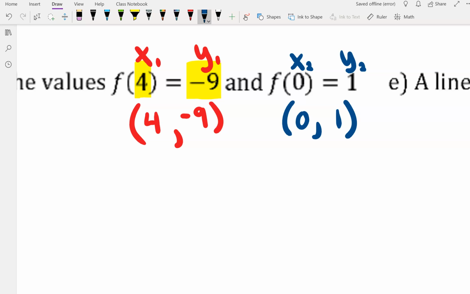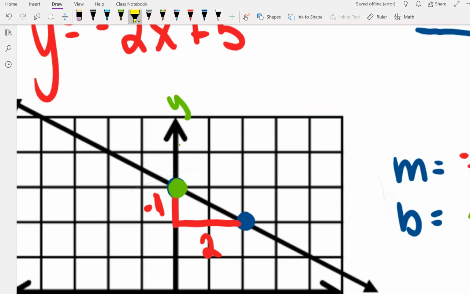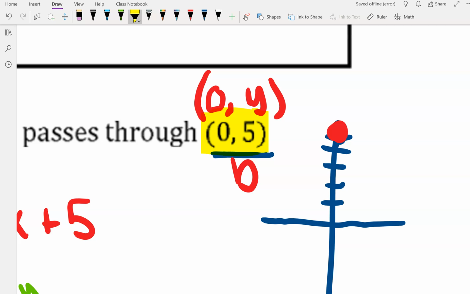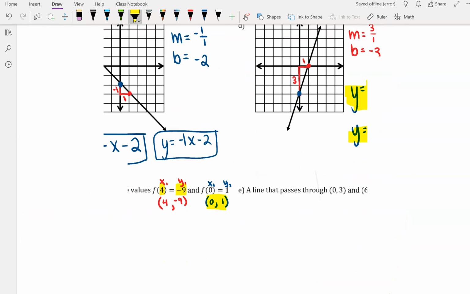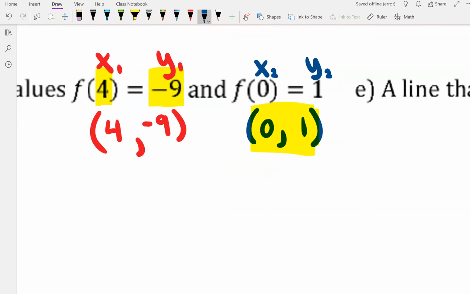And then one big thing, whenever I see 0, 1, remember we saw this way up here at the beginning. We had 0, 5. Remember that ended up being your b value. Anytime you have 0, a number, that's your b value. So right here, I have my b. b equals 1.